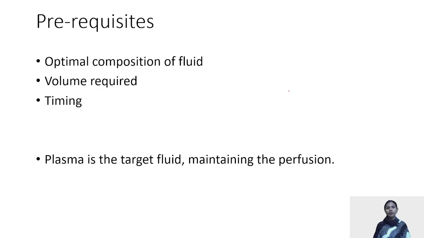I'll give you an example. For example, the case scenario states that the patient is posted for neurosurgery. Now, for neurosurgery, the fluid of choice is normal saline because this is hypertonic and it can help in decreasing the cerebral edema. So this becomes the fluid of choice.